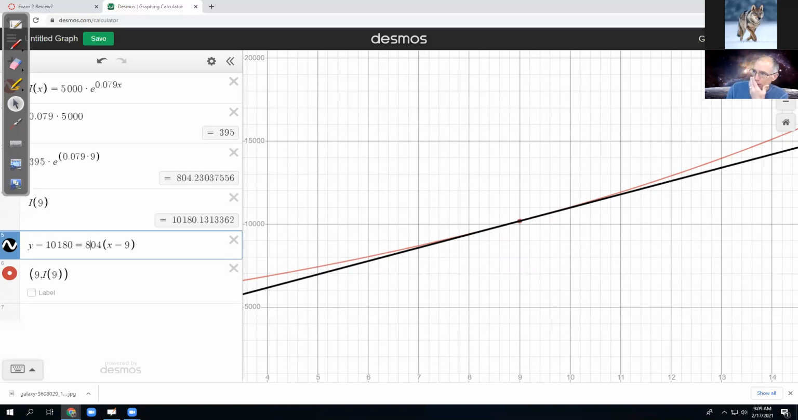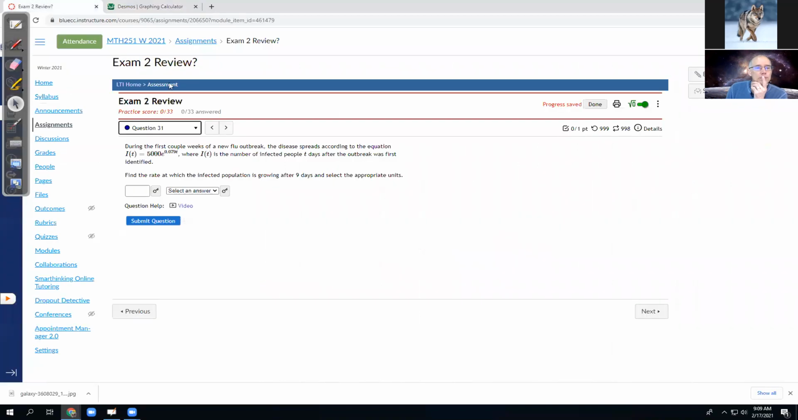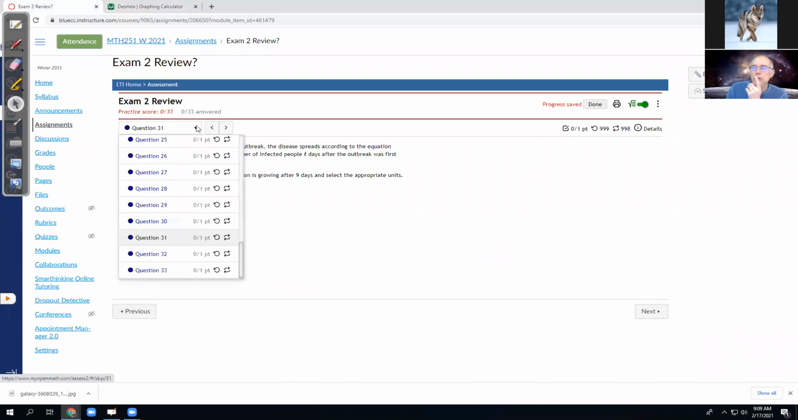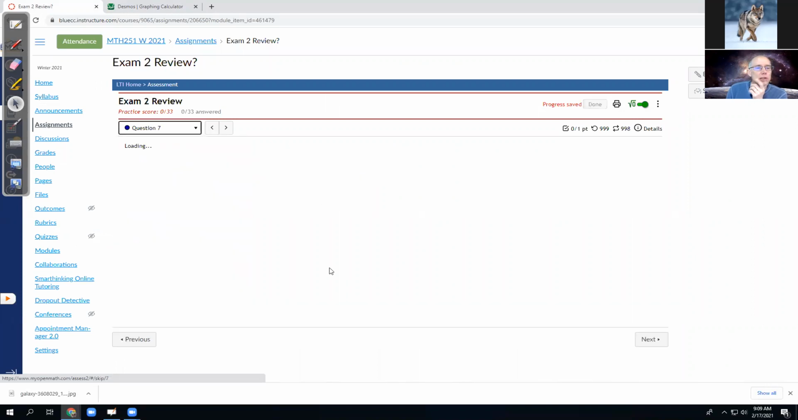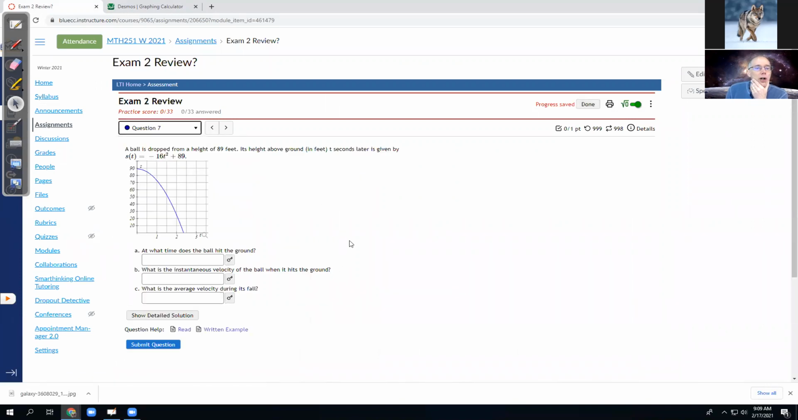All right, so what else do we have? That's that one. Number 7. A ball is dropped from a height of 89 feet. Good question. So we did one like this way back in section 4, I think. Rates of change. And we want to know, when does it hit the ground? What's the instantaneous velocity and what is the average velocity?